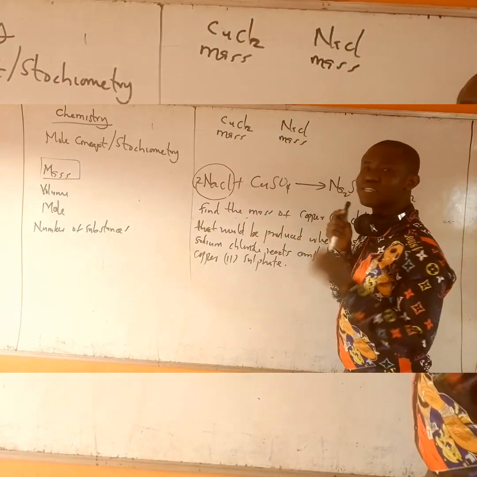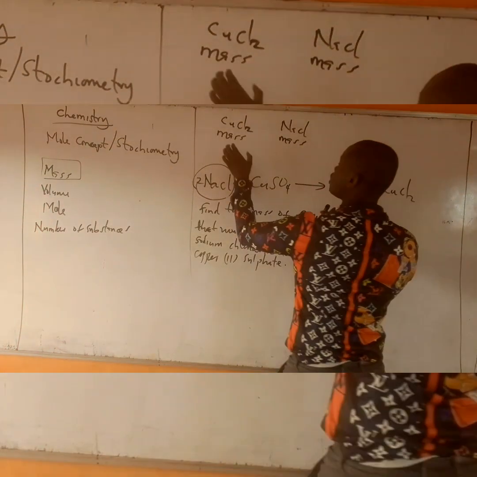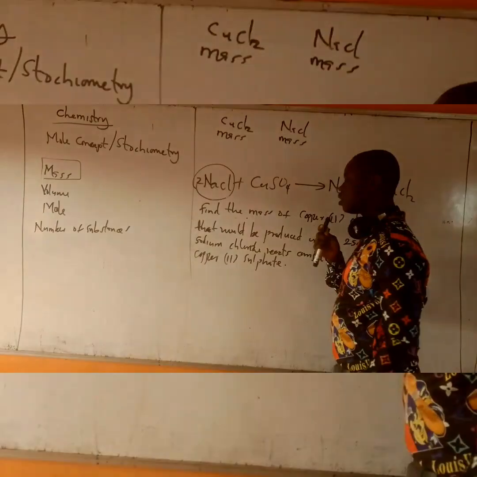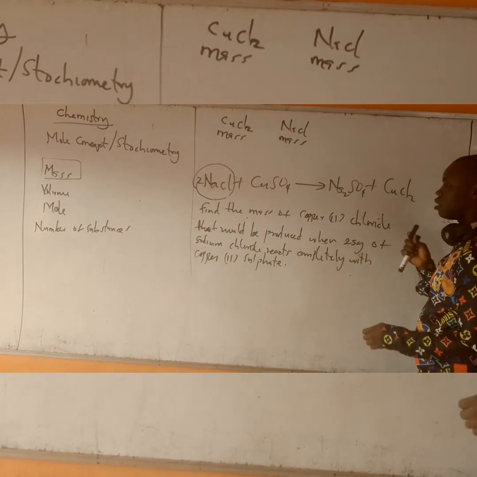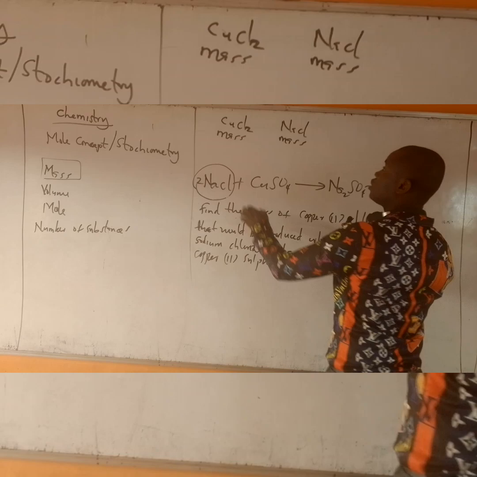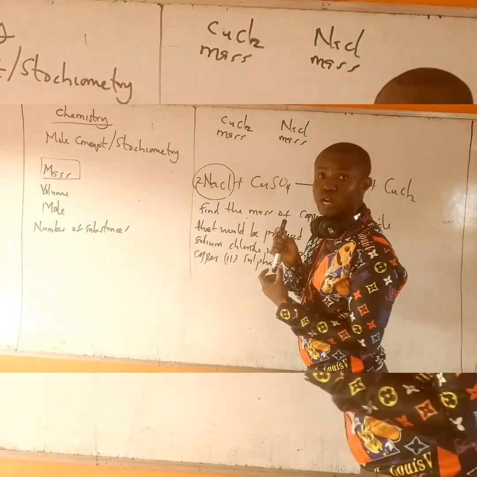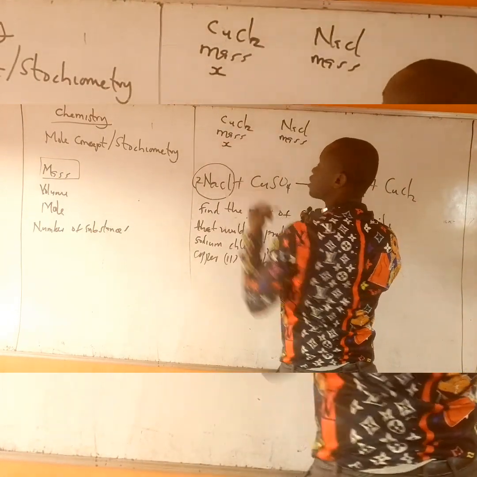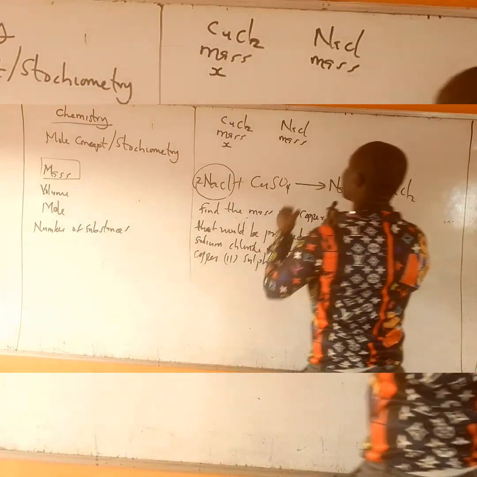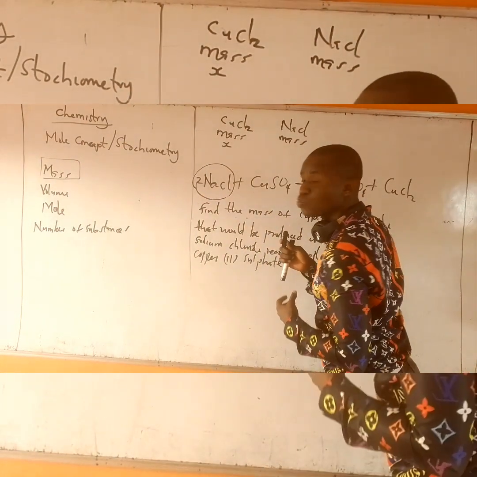Then the next thing to do is what? They ask us to look for the mass of copper 2 chloride, right? You put that one as X. Are you following? Then they gave us something about sodium chloride, right? Which is what?